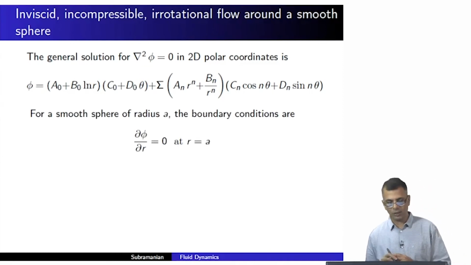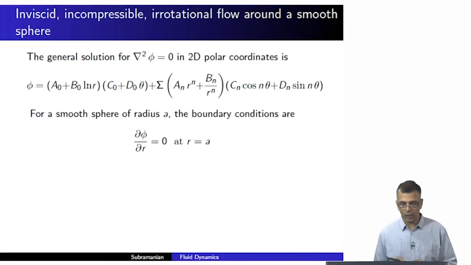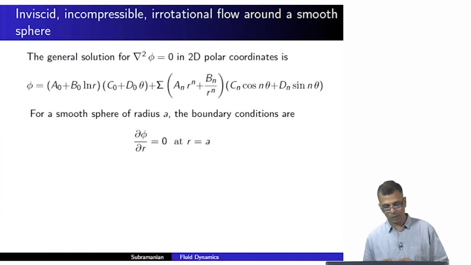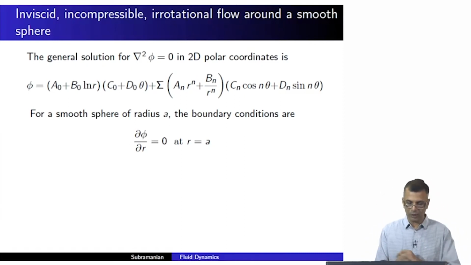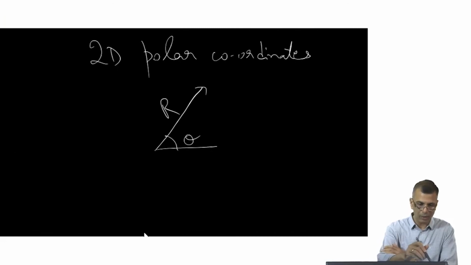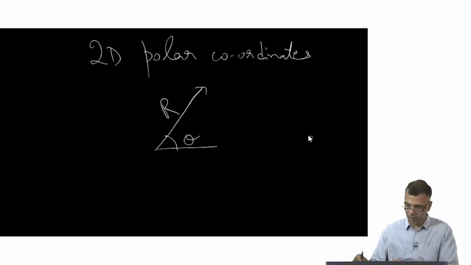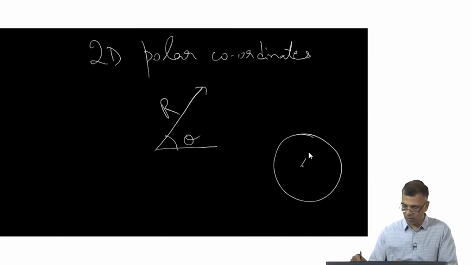So for a smooth sphere of radius a, I claim that the boundary conditions are d phi dr equals 0 at r equals a. In other words, this is a sphere of radius a, and at the surface I'm claiming that.